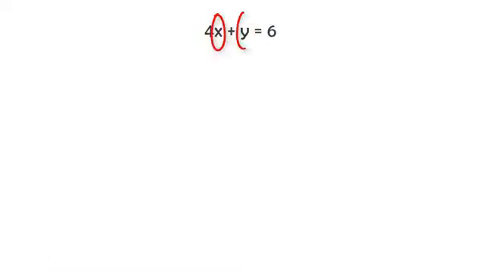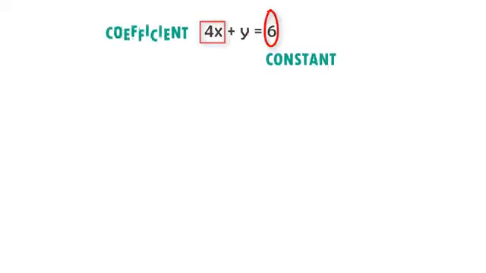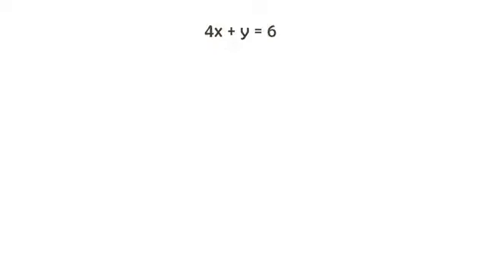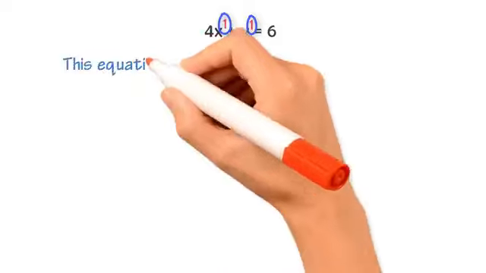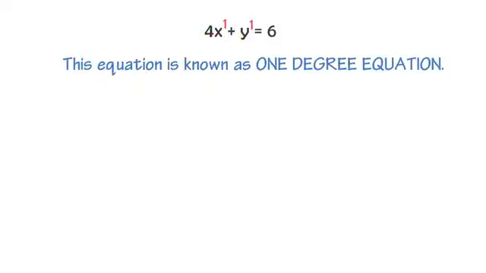The x and y are known as variables, while 6 is the constant and 4 is the coefficient of variable x. The highest power of the variable x is 1, and the highest power of the variable y is also 1. Hence, all the variables in this equation have the highest power 1. Therefore, this equation is known as a one-degree equation or linear equation.